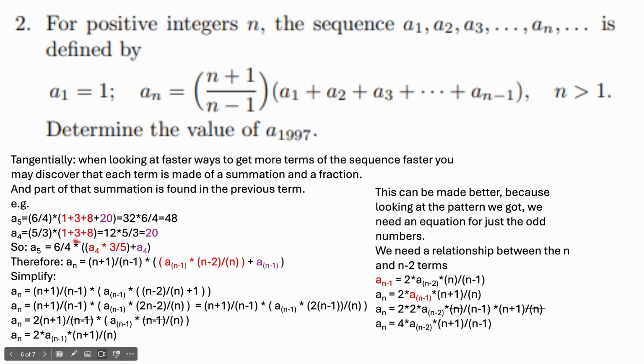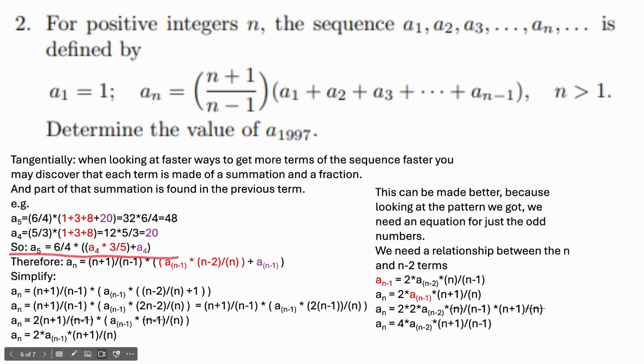And if you want to find a5, you just do a4, which is 20, plus a4 divided by 5 over 3, which gives you a4 multiplied by 3 over 5, and then multiplied by its fraction, which is n plus 1 over n minus 1, which is 6 over 4.